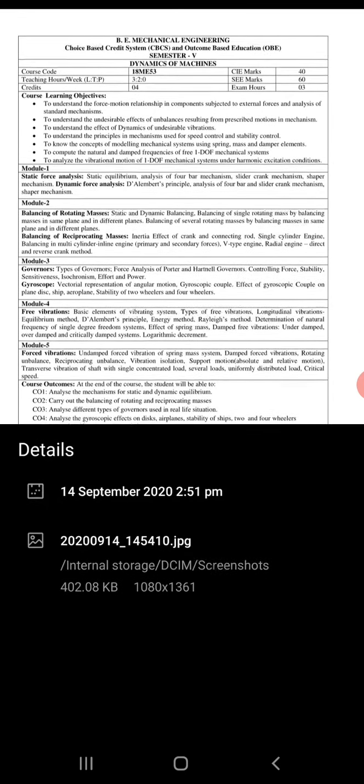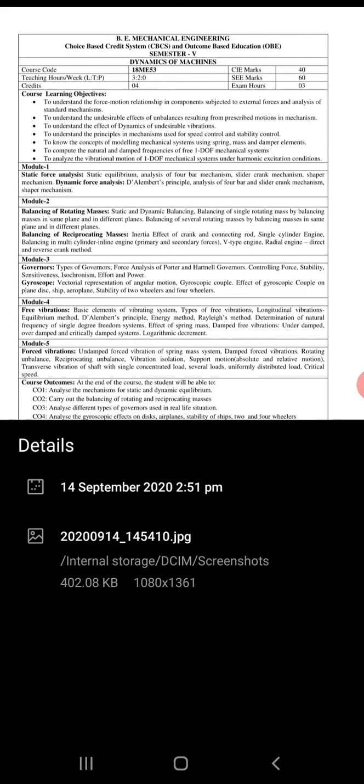Next, module 2, we have the balancing of rotating masses and balancing of reciprocating masses. Balancing of rotating masses deals with masses rotating in the same plane or different planes. So here we are going to study the balancing of machines, and balancing of reciprocating masses deals with balancing of an engine, a car engine or bike engine, or nothing but balancing of crankshafts. So yeah, this also is analytical.